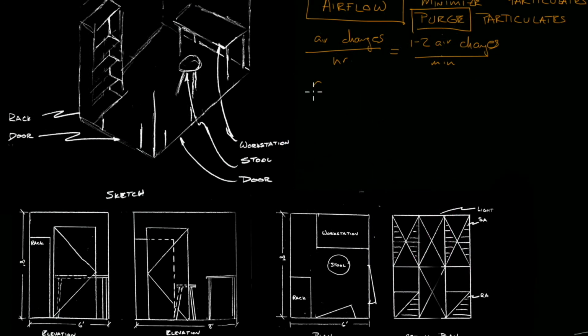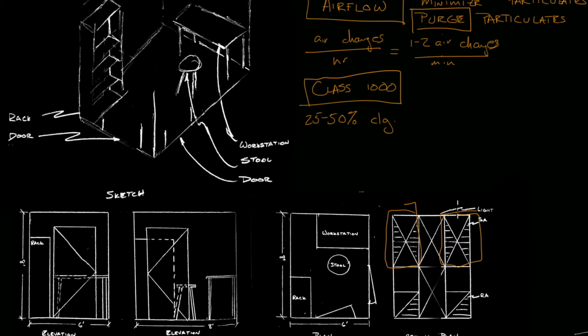Now, what does this mean? This means like on the class 1000 clean rooms and dirtier, we need something like 25 to 50% ceiling coverage of supply air. So down here, you can see that I have 2 supply air filters and there's a total of 6. So we're looking at something like 33%. That means this clean room right here has enough air changes for class 1000.